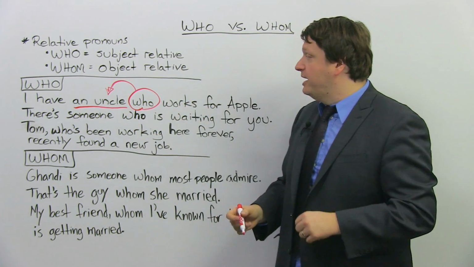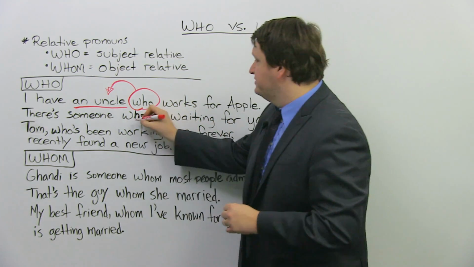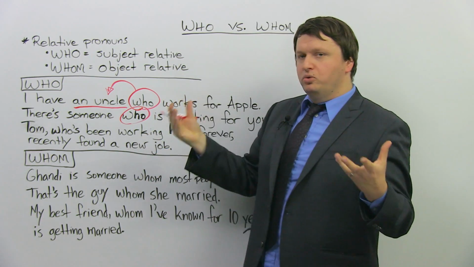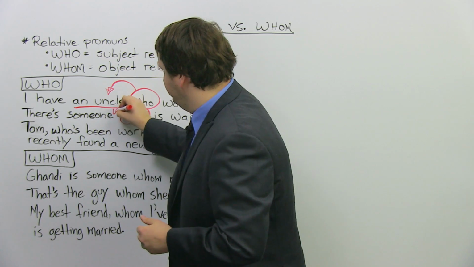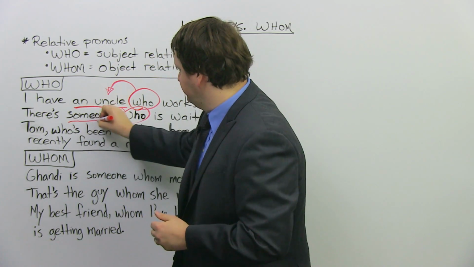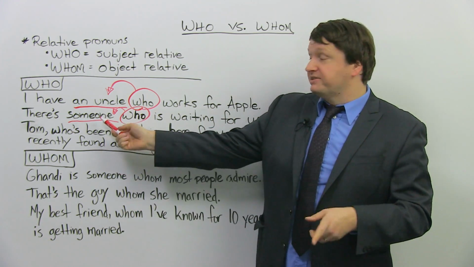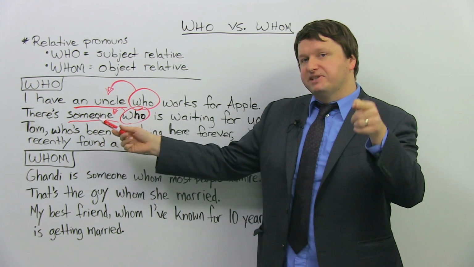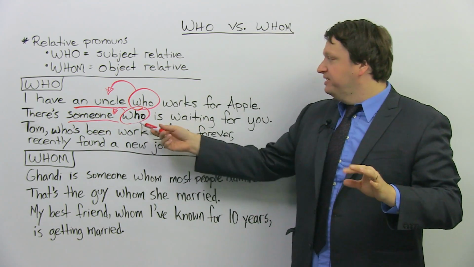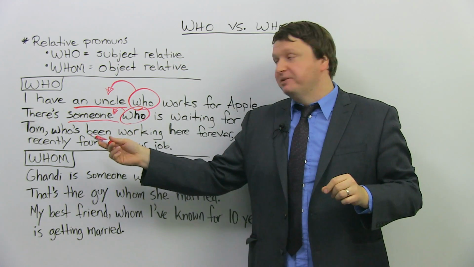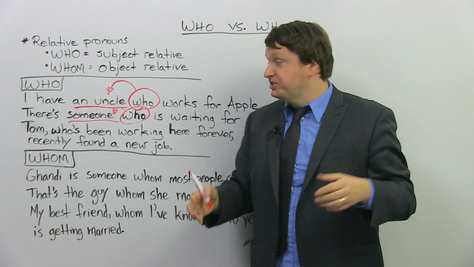He works for Apple. Next, there is someone who is waiting for you. So we have who. Who does who relate to? Who relates to someone, a mystery person. So there's someone who is waiting for you. Yes, we are giving more information about someone, and the someone is doing an action. Here, they are waiting. So I have someone, there is someone who is waiting. They are the ones who are doing the action.